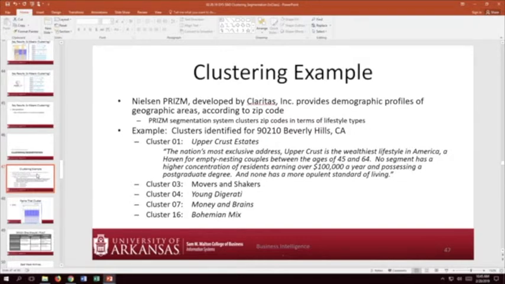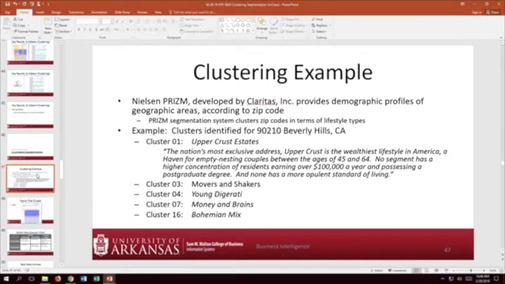So I'm going to jump to the example, and then we'll go back to the software. So this is kind of where the whole name your cluster comes from. So Nielsen is great at doing cluster analysis, because Nielsen likes to know about people. They want to know those demographic profiles. They want to know who's watching, what are they doing. So here, Nielsen's looking at Beverly Hills, California. Okay, 90210, the zip code. And everybody that lives in there.